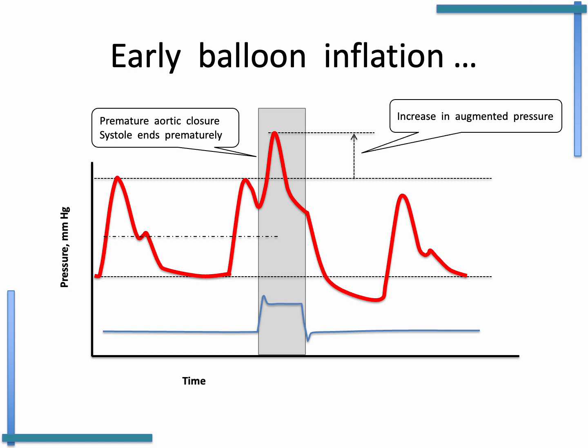But this is a problem. This doesn't make the ventricle's life easy. This makes the ventricle try and eject into an occluded aorta, and obviously the thing that's occluding the aorta is that inflated balloon pump.